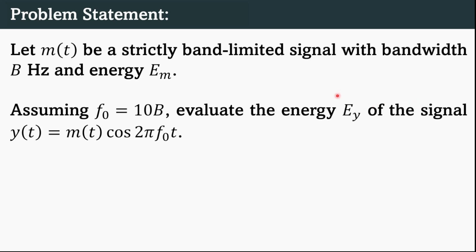We have a message signal with a bandwidth of B hertz and it has energy of Em. Now the question is, we have to evaluate the energy of the modulated signal y of t given by m of t cos 2 pi f naught t. And what is f naught? f naught is the modulating frequency, and that is given to be 10 times the bandwidth of the message signal.